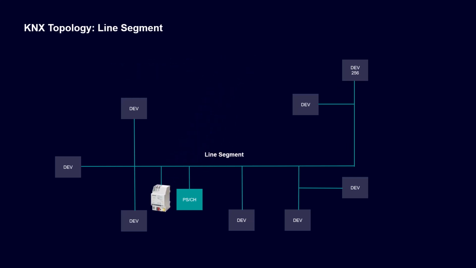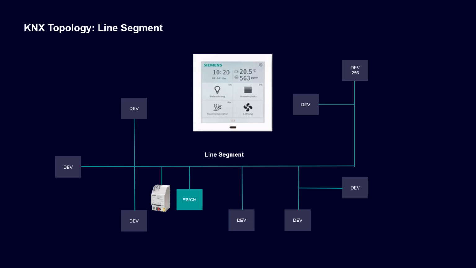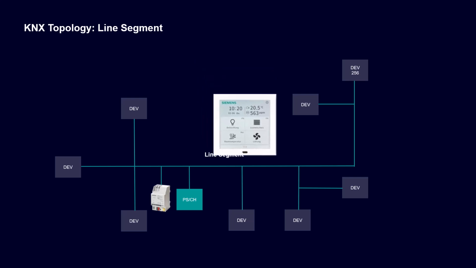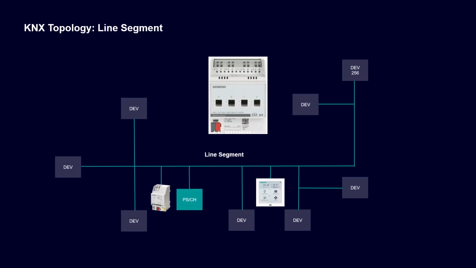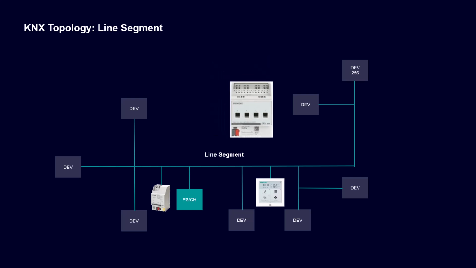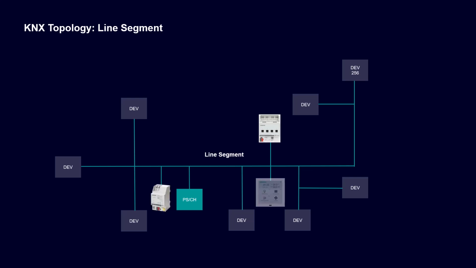Furthermore, up to 256 devices such as sensors, here an operating device, can be added to our line segment. Or various actuators or controllers for lighting, shading, or HVAC applications can be added. The smallest unit of a KNX installation thus consists of a KNX power supply, one or more KNX sensors and KNX actuators, and finally a USB or IP interface to commission the system with the ETS.